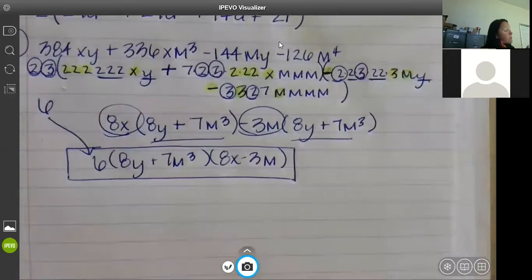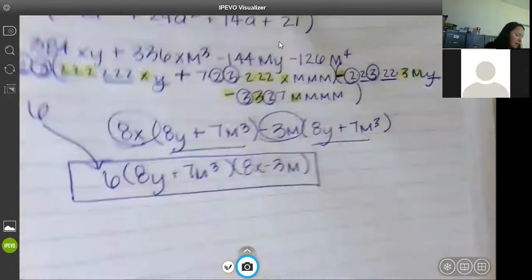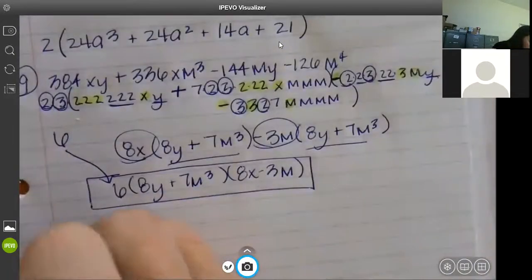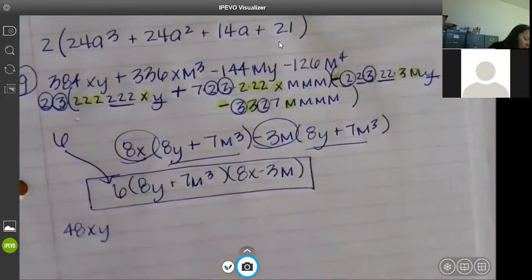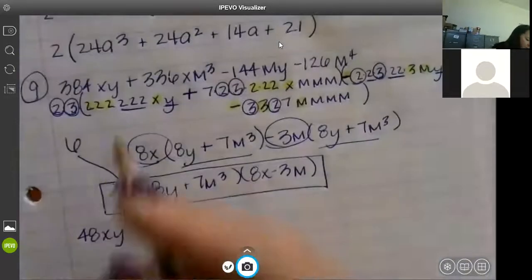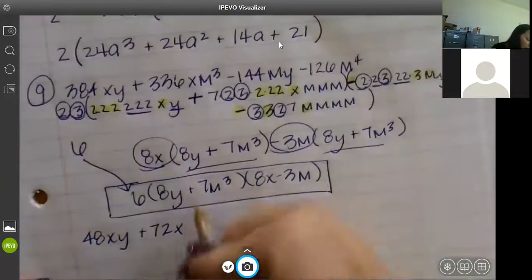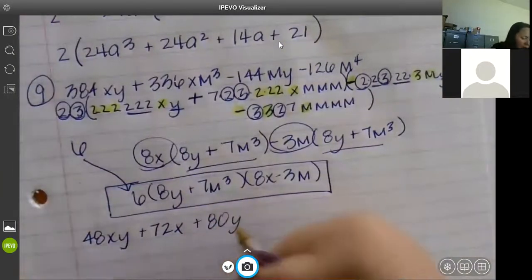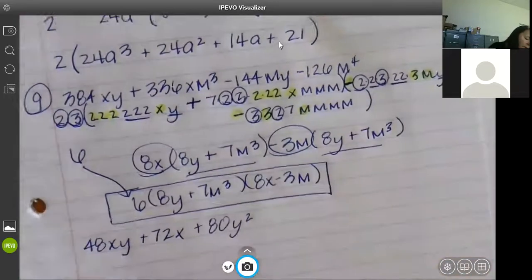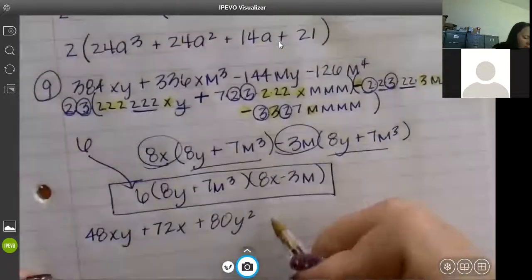One more of these ridiculous ones, and I'll go back to 3 and 4. And 3 and 4 have slide and divide in them, so they're just a little bit longer. All right, let me write it down. 48xy, this one's not as bad. Plus 72x. Plus 80y squared. Again, this one's not as bad. That number 9 was the worst one. 80y squared plus 120y.